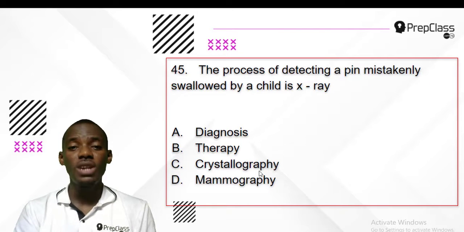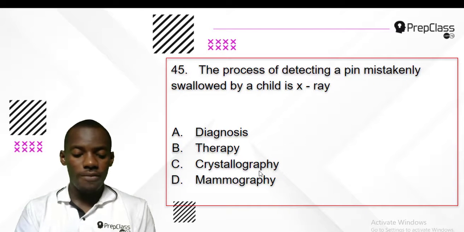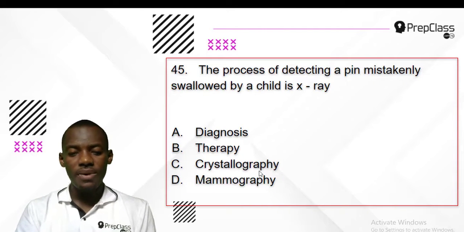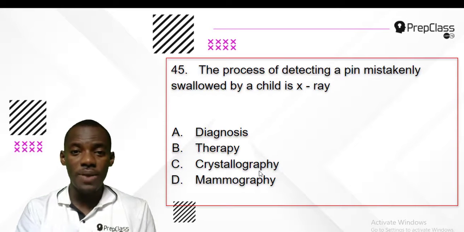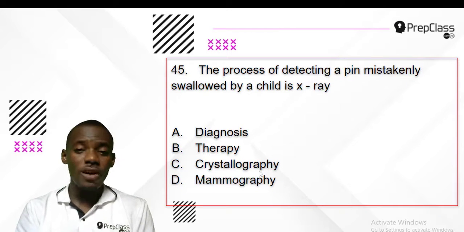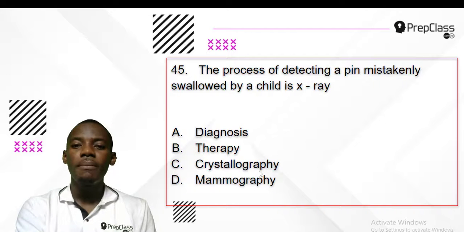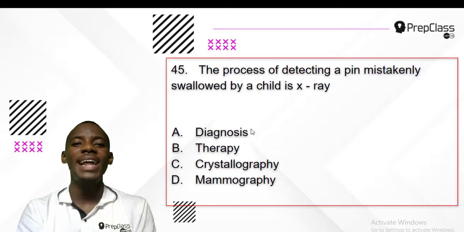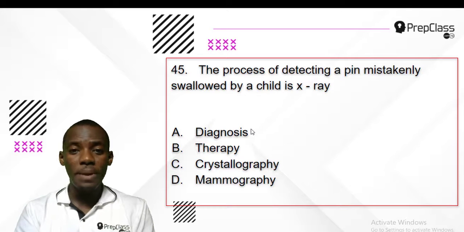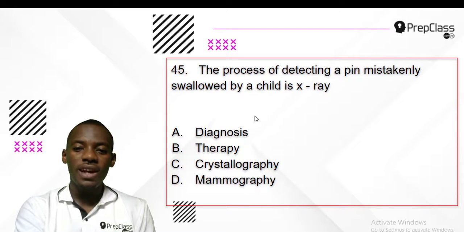Of course, if you are going to remove the pin, you have to first of all find it, because if doctors are going to operate on that child, they will need to open the stomach, and they can't just open anywhere. They have to open right where the pin is staying in the stomach. So they can't just open the stomach and start looking around for the pin. That's not how they operate. So they have to open the part of the stomach where the pin is located. And before they can do that, they have to perform an X-ray to know where the pin is located. So what's that called? X-ray what? Is it X-ray diagnosis, or X-ray therapy, or X-ray crystallography, or X-ray mammography?